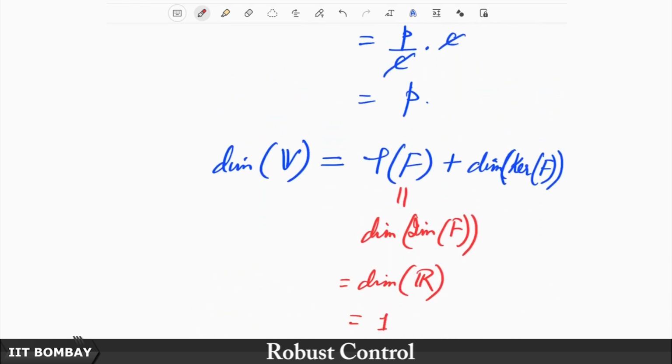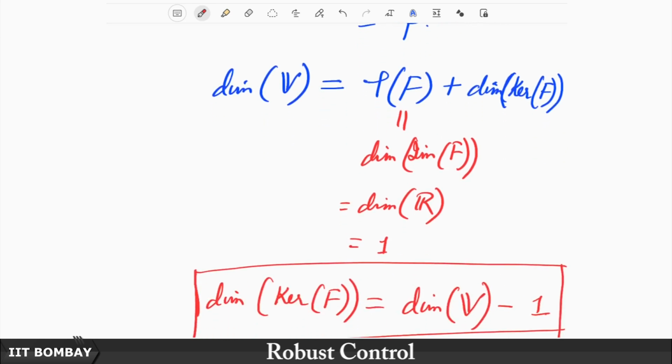Of course, we are assuming that it is a non-trivial map, right. If it is a trivial map, then its kernel is basically the entire vector space. So then the image of F is basically going to be just the origin, which is a 0-dimensional vector space. So, therefore, this does not hold true.